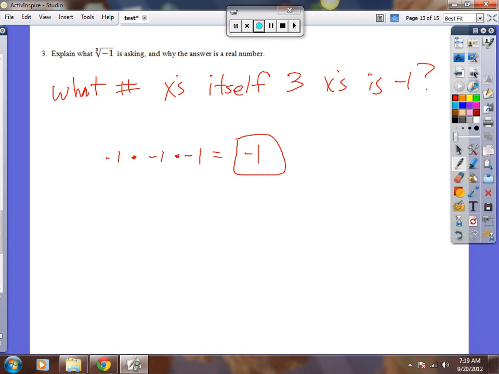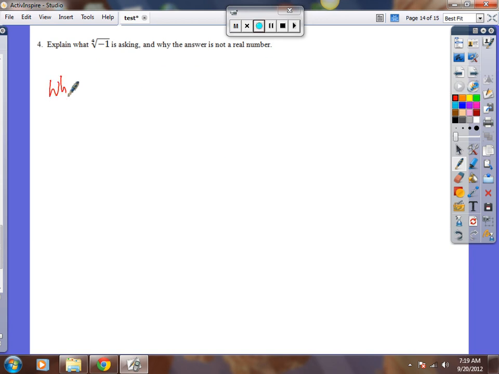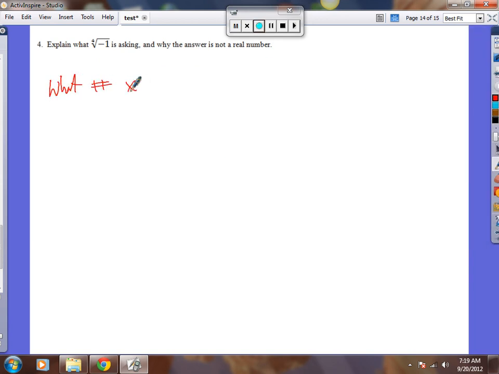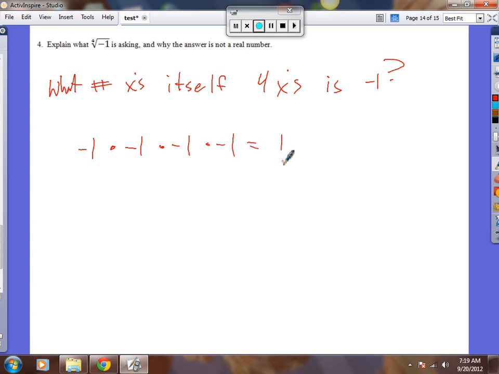Number 4 is asking what number times itself 4 times, because that's the index, 4 times is going to give you a negative 1. Okay, this one is impossible, because if I do negative 1 multiplied by itself 4 times, the answer is not a negative 1, the answer is a positive 1. And if I do positive 1 times itself 4 times, the answer is 1.